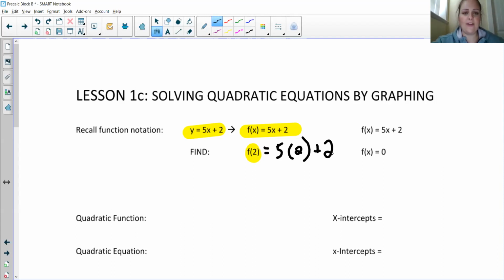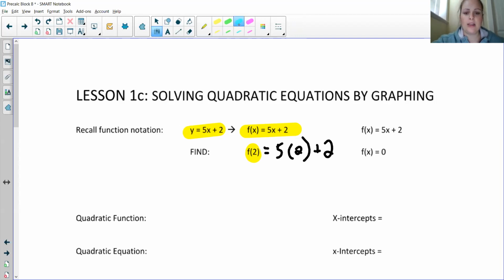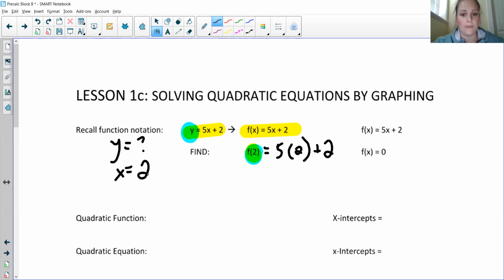And if that f of 2 is really creeping you out, this whole thing is just replaced with a y. So if it really bothers you, just replace the whole thing with a y and calculate it as you would have done prior, because it's basically the same thing. It's saying we don't know what y equals, but we know x equals 2. So if x equals 2, what does y equal? That's all we're trying to do, solve for what that equals.